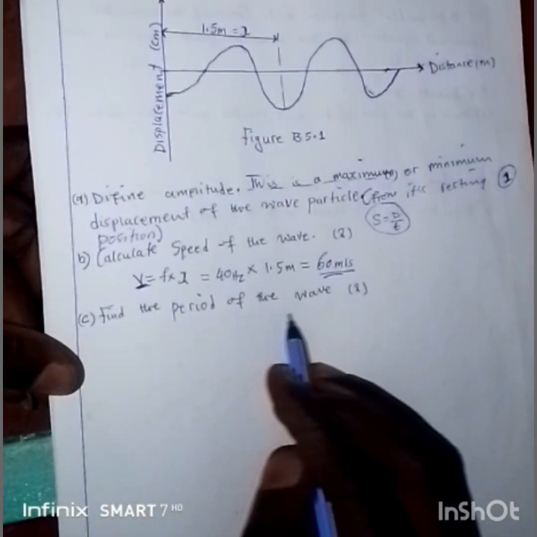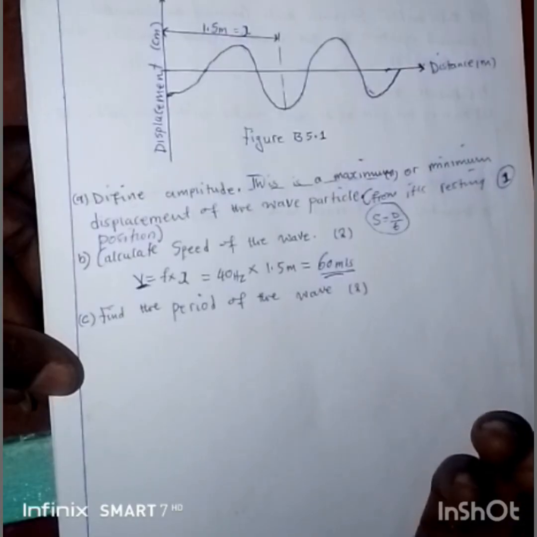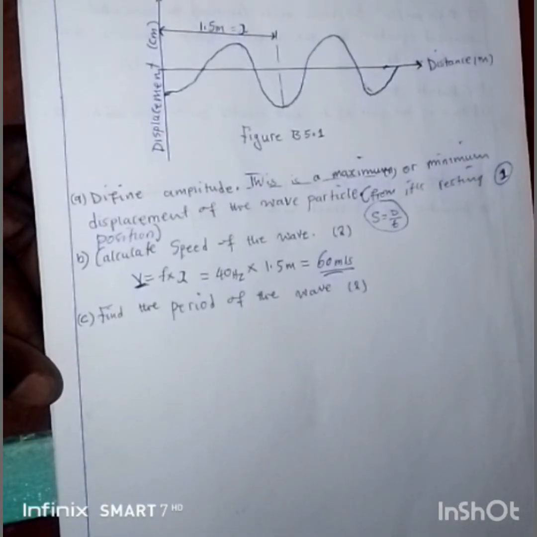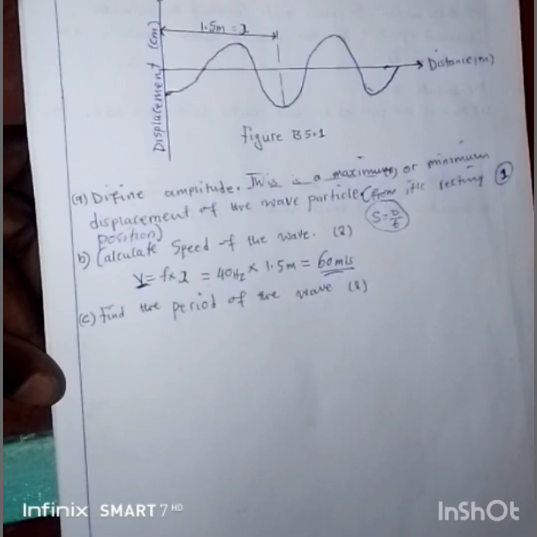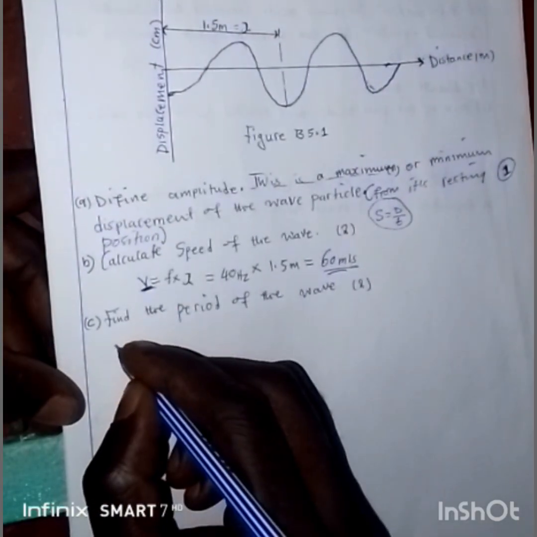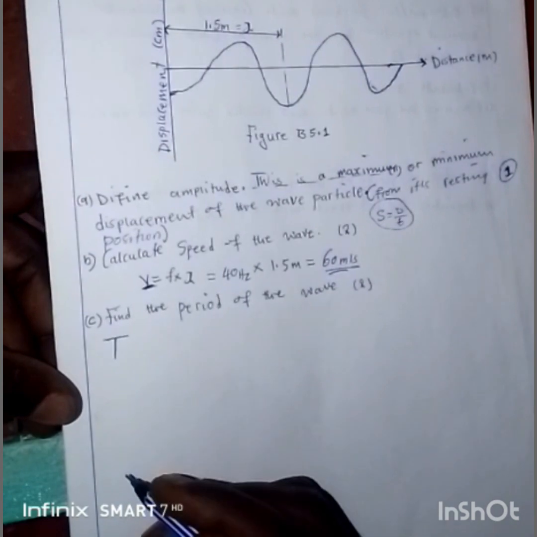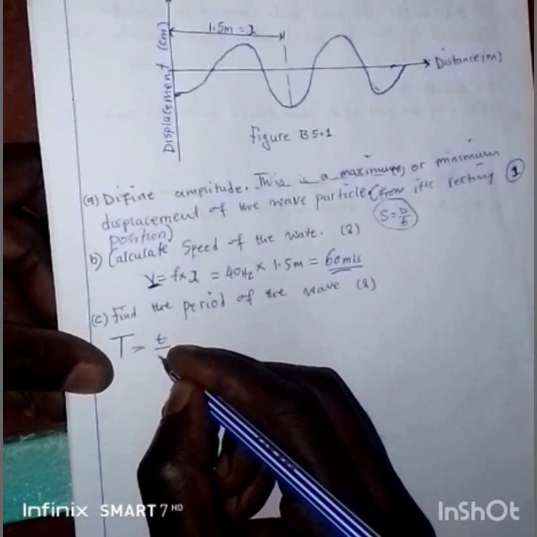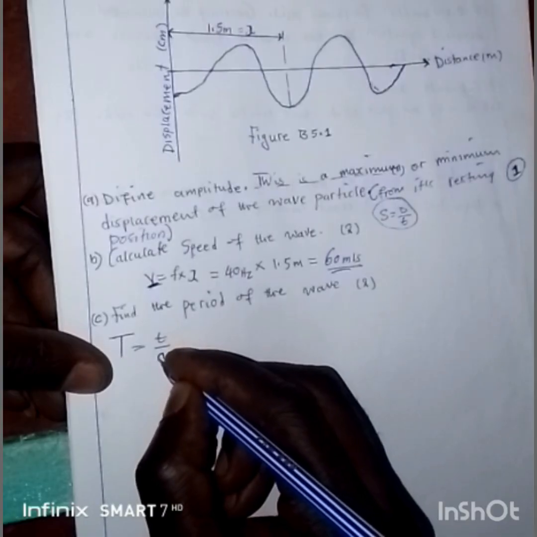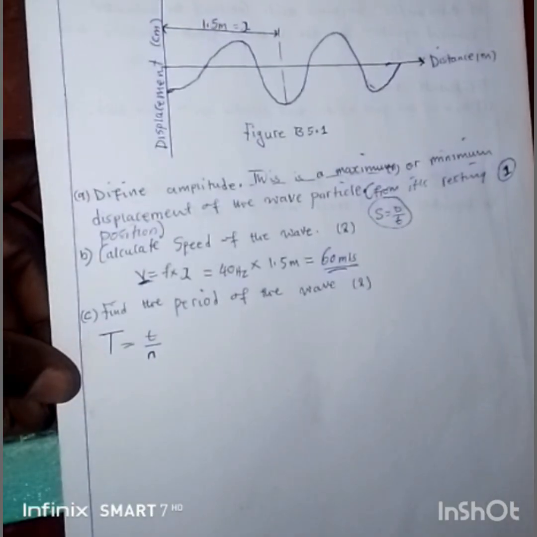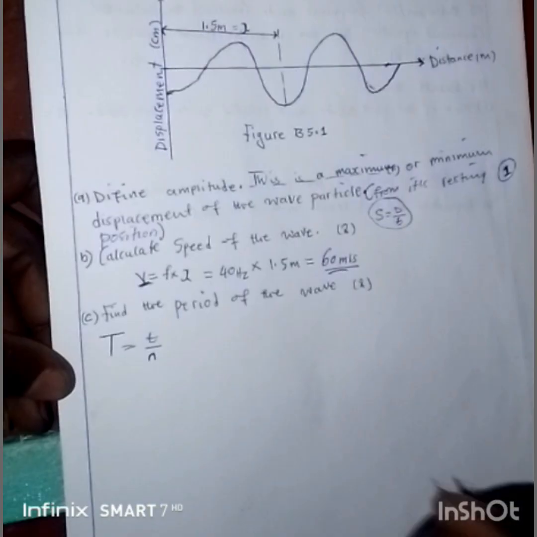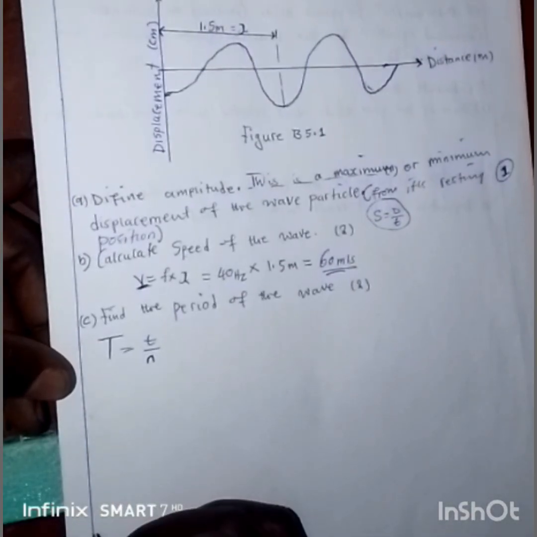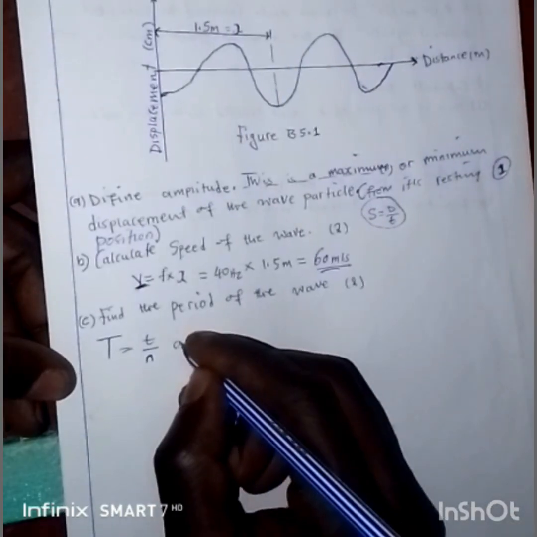Then number C, find the period of the wave. What is the period of the wave? A period is the total time taken for a complete wave to be generated or produced. So therefore we can say the period, which is denoted by capital letter T, is equal to the total time taken for a complete wave to be made. The time that it takes to come up with one complete wave is what is referred to as the period.